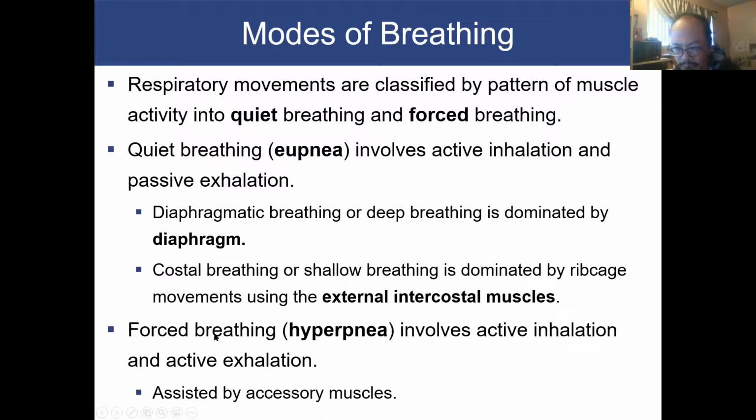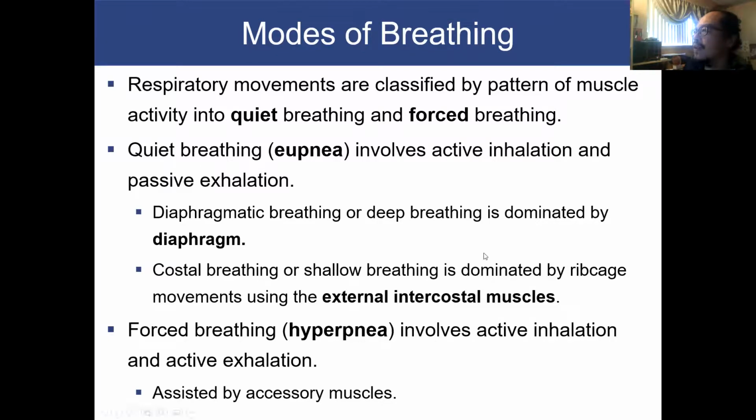As for forced breathing, we use the same muscles, but in addition we also use some other muscles to conduct the forced breathing. Those are the accessory muscles. We will talk about that. What you need to know here is that we have two major modes of breathing. In quiet breathing, we make effort for inhalation, but not exhalation. For forced breathing, we make effort on both inhalation and exhalation.